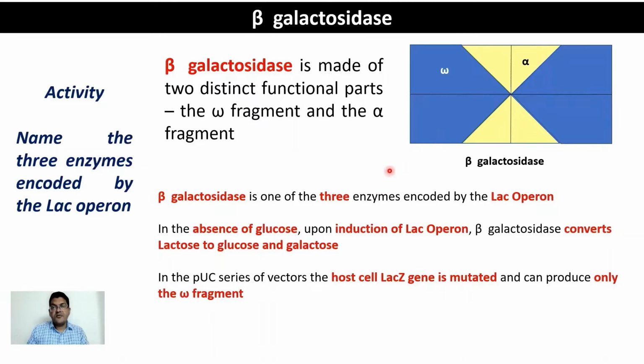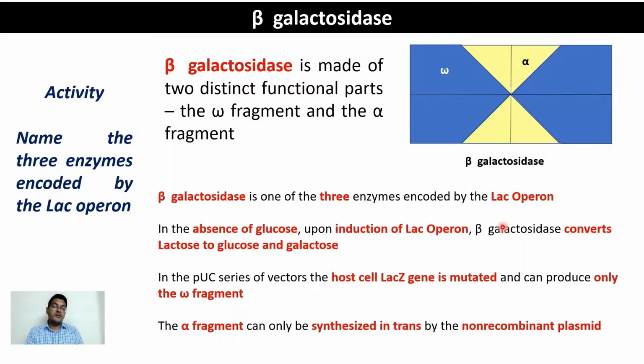So the innovation that is done to introduce blue-white screening in plasmid vectors is the fact that the host cell gene is mutated so that it can only produce the omega fragment and not the functional alpha fragment, right? Therefore, as long as the host cell does not have a plasmid that can allow for coding of the alpha fragment, the host cell will not be able to synthesize a functional beta-galactosidase. The absence of the alpha fragment is complemented through the plasmid. So the alpha fragment can only be synthesized in trans by the non-recombinant plasmid.